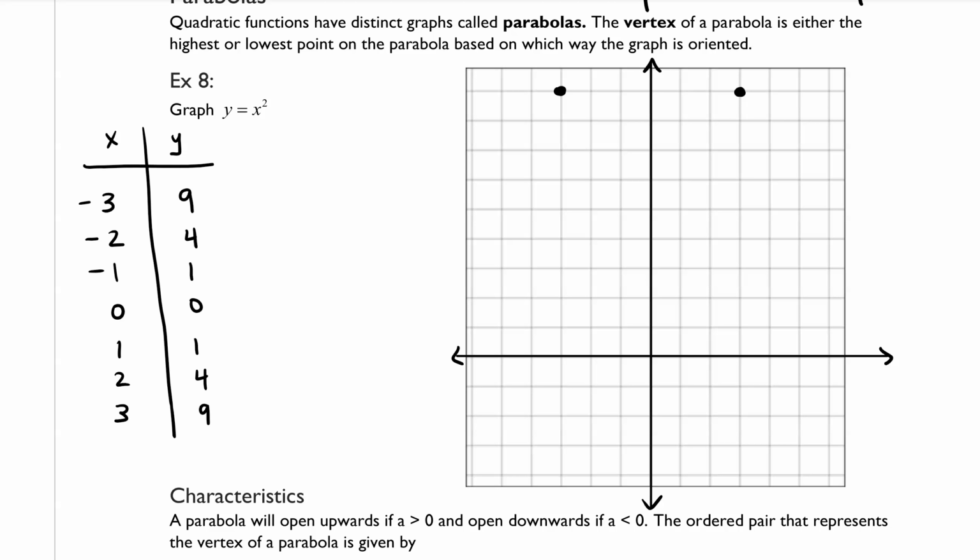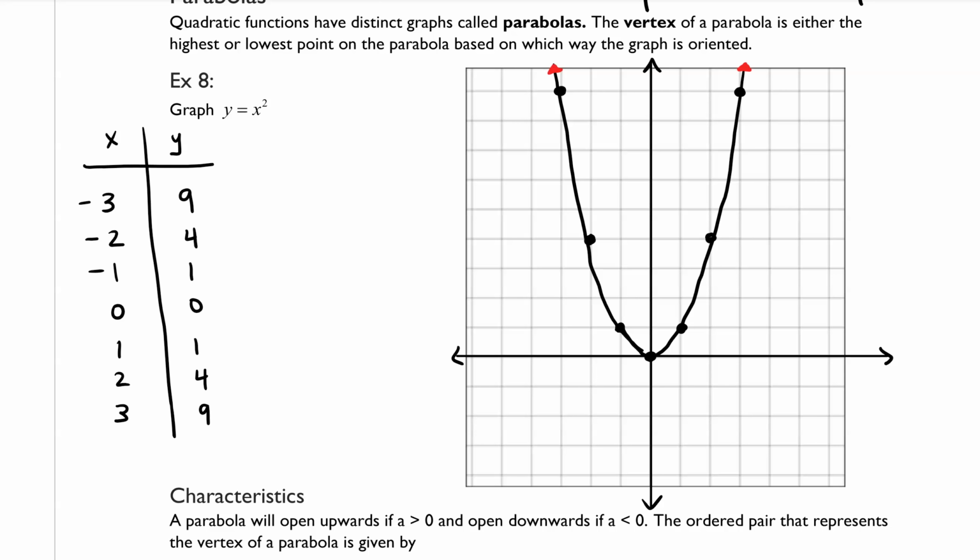When I plug in negative 2, my output is going to be 4. When I plug in negative 1 and positive 1, the output is both 1. And then if I plug in 0, the output is 0. So I'm going to go ahead and connect my dots. And it looks something like that. And then I'm also just going to put little arrows here to indicate that they go forever in both directions.